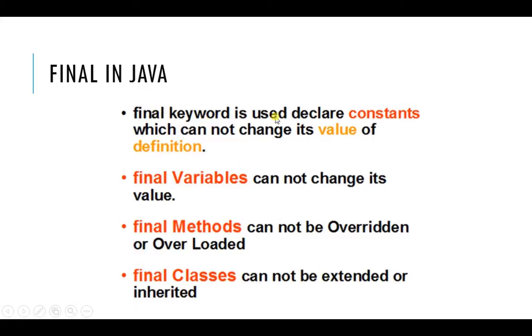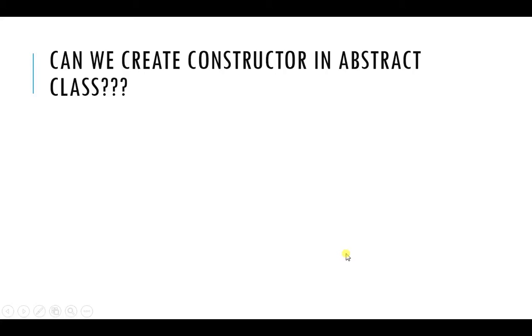Final keyword is used to declare the constant. Final variable cannot change its value. Final methods cannot be overridden, and final classes cannot be extended or inherited. Okay, so these are the points.